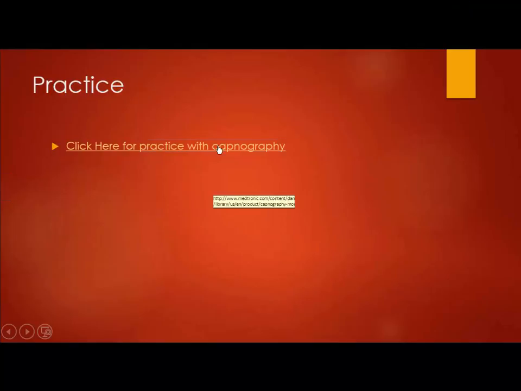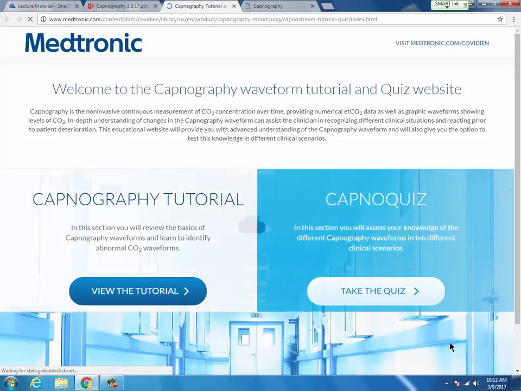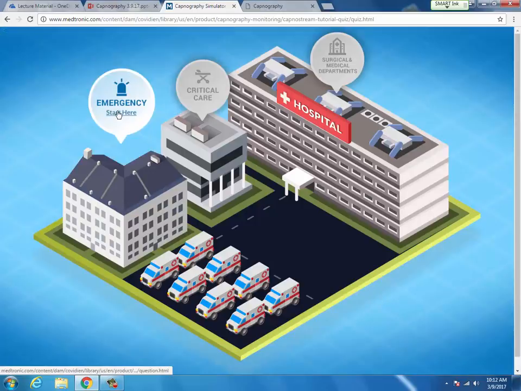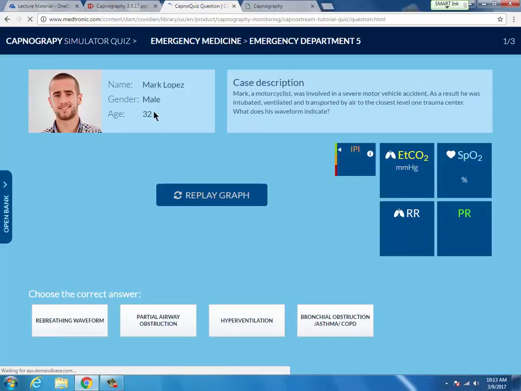All right, let's see if this will pull up. All right, so this is a pretty neat little thing here. I did it yesterday. What you're going to see is the waveform, and then you're going to see four options at the bottom of what you may think it is. Before you call it out, let's look at it really quickly.